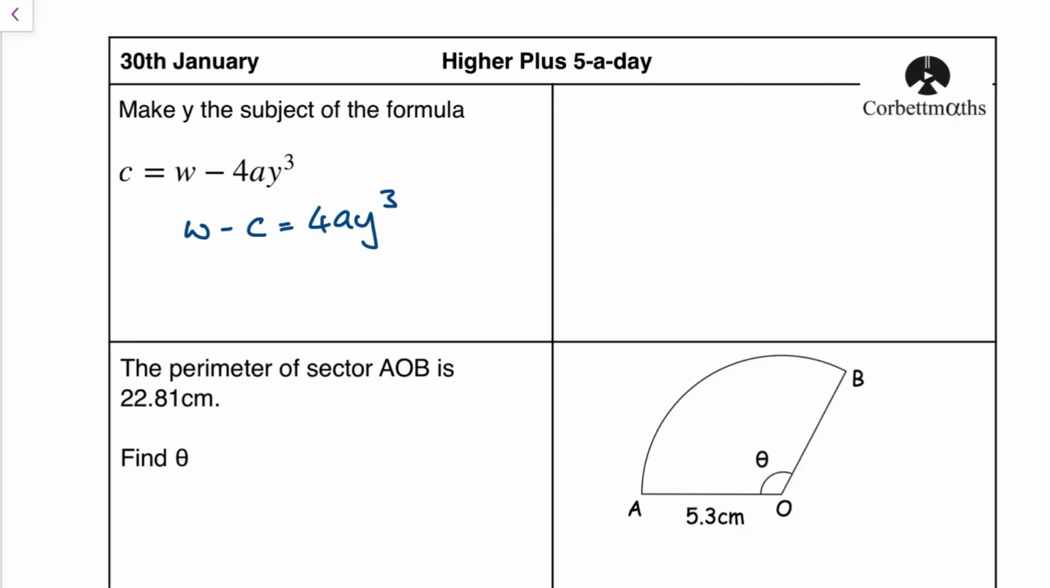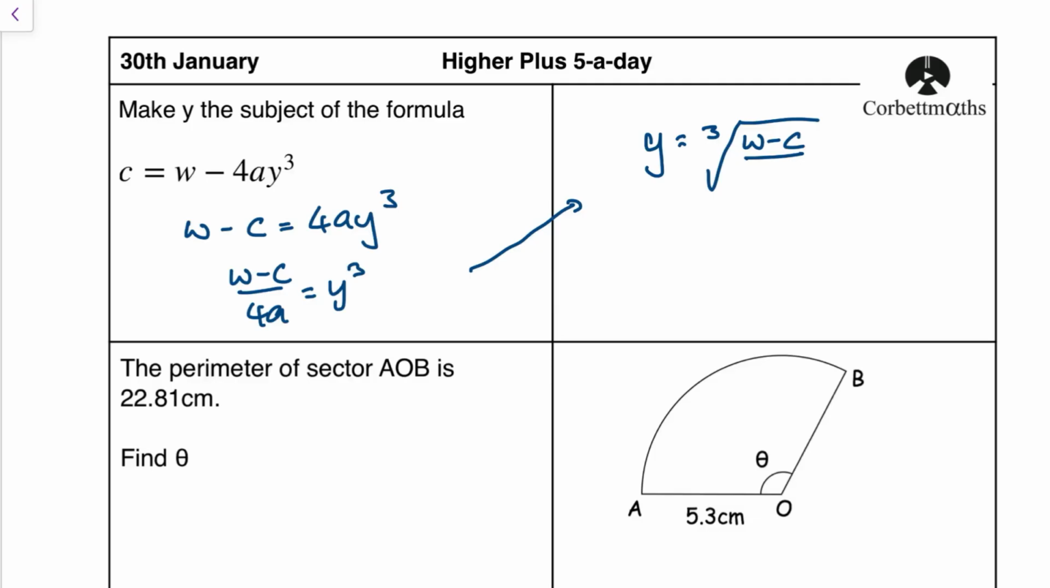Then I'm going to divide by 4a, and so that's going to tell me that w minus c over 4a is equal to y cubed. Take the cube root of everything, and that means that y is going to be equal to the cube root of w minus c over 4a. And that is the first question done. Next question.